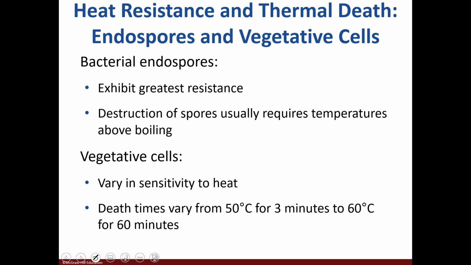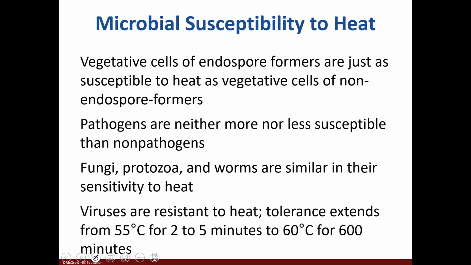As I mentioned, endospores are the most resistant, and temperatures above boiling are required to kill them. Vegetative cells are sensitive and can be killed at lower temperatures and shorter times. Vegetative cells of those endospore formers are as sensitive to heat as vegetative cells of non-endospore formers. Pathogens aren't any more or less sensitive than non-pathogens. Fungi, protozoans, and helminths are about the same in terms of sensitivity to heat. Viruses are pretty resistant to heat.